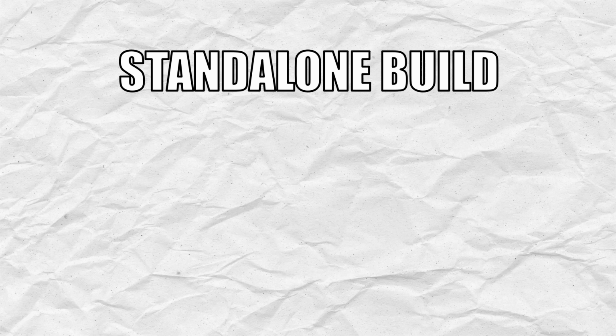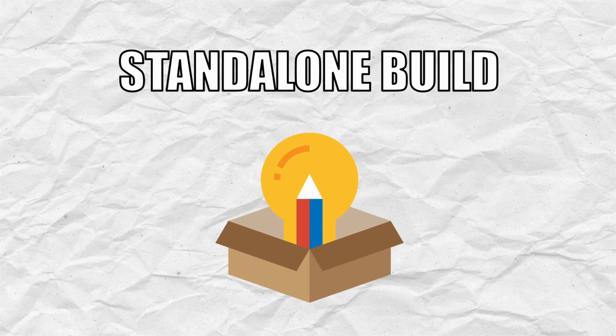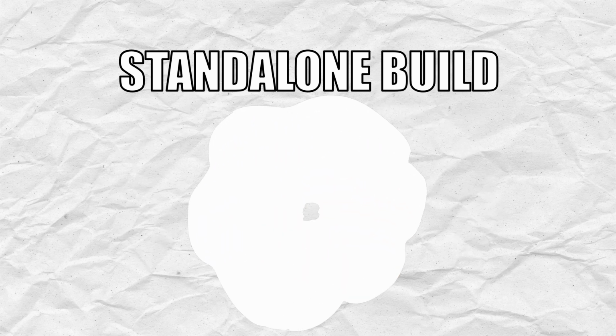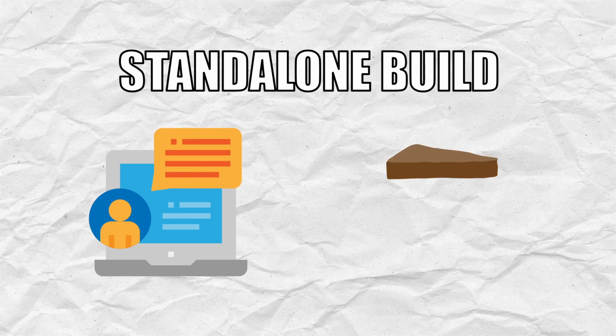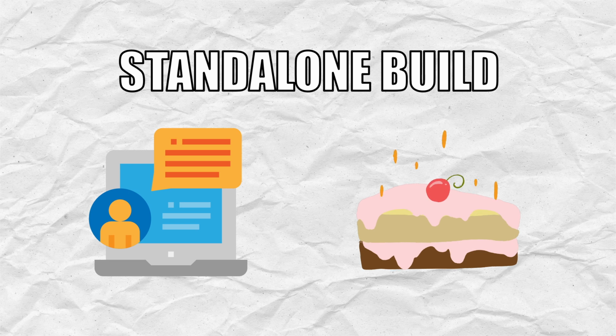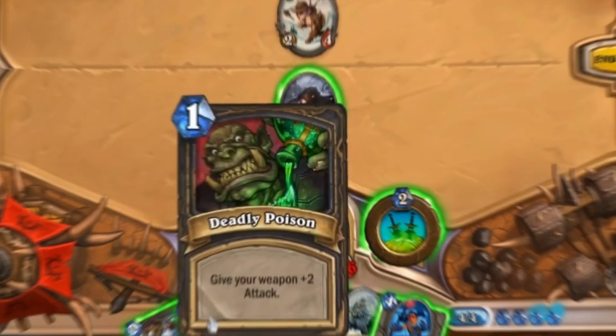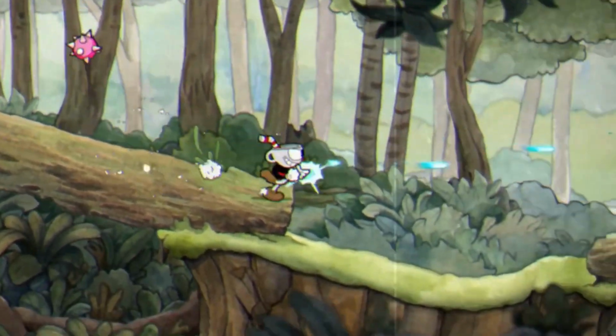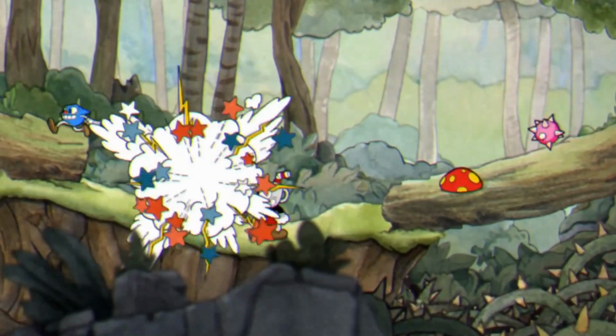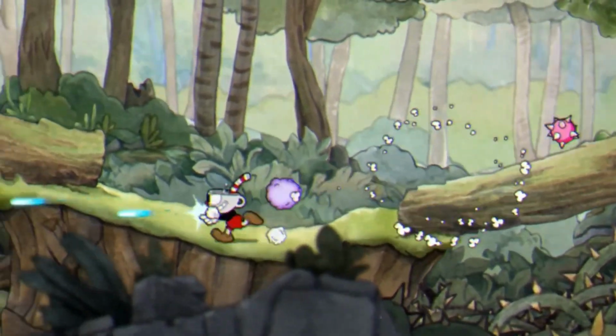In the next step, we want to build our game so everyone can play it. Creating a standalone build in Unity is like creating a finished game package. It allows you to share your game as a standalone application that others can play without needing Unity. It's like baking a cake and giving it to someone so they can enjoy it without knowing how it was made. This is what you get when you play games like Hearthstone or Cuphead. These games have been created and built with Unity into a standalone build so you can play them.